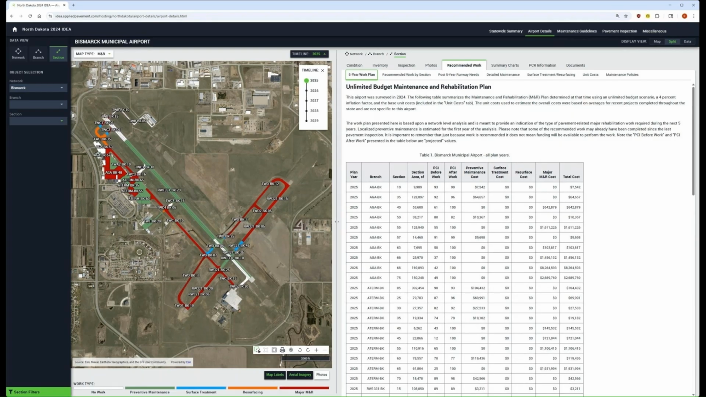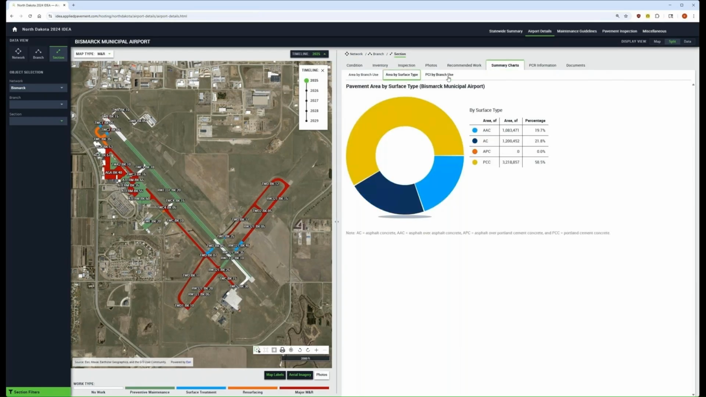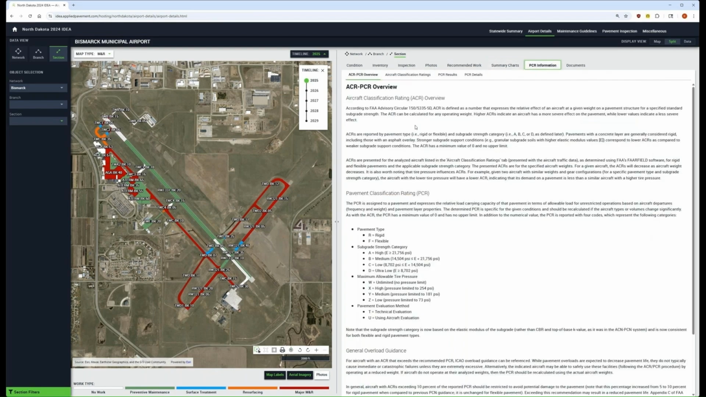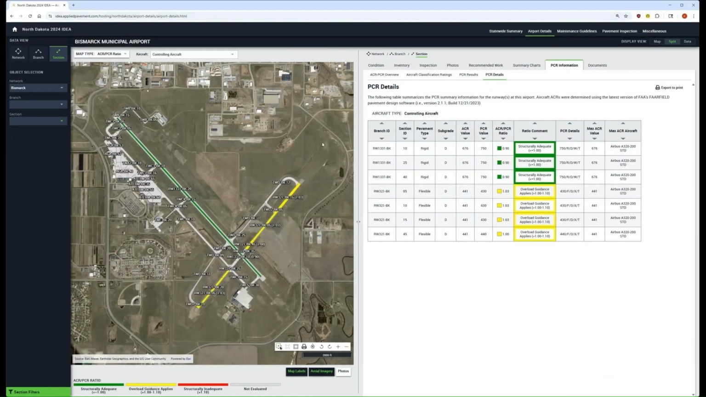Another map type that is shown here, I'll get into summary charts. There is information pertaining to just this airport, some of the summary chart information similar to the statewide information. This is just presented for each individual airport. But there is also PCR information. And this is actually the information that I would like to spend a little bit more time on, because this is a new functionality within the interactive tool.